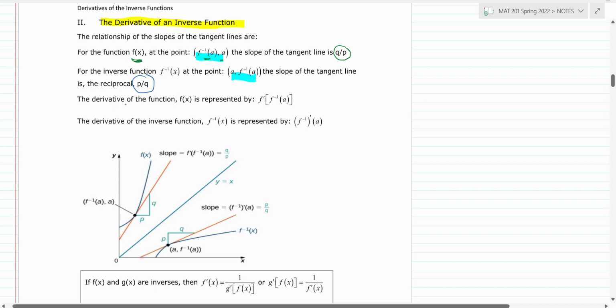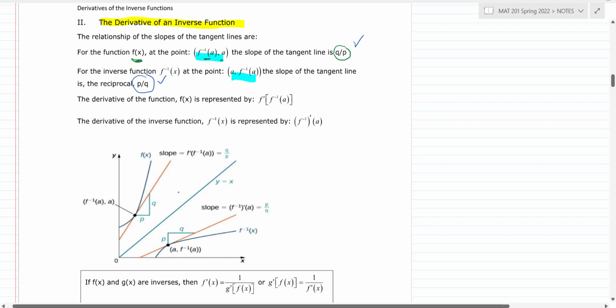So our textbook uses this notation. The derivative of a function is going to be represented by this. So if we have f prime, we're doing the derivative of f, and then we're evaluating that at a point of function value on the inverse. And then the derivative of the inverse function, f inverse of x, we represent it this way. F inverse, put that in parentheses, then you have your derivative prime symbol of a like that. The symbolism on this can be a little tricky and confusing. But once you get the hang of what we're doing and the fact that these tangent lines are reciprocals of each other, I think that will help you quite a bit.